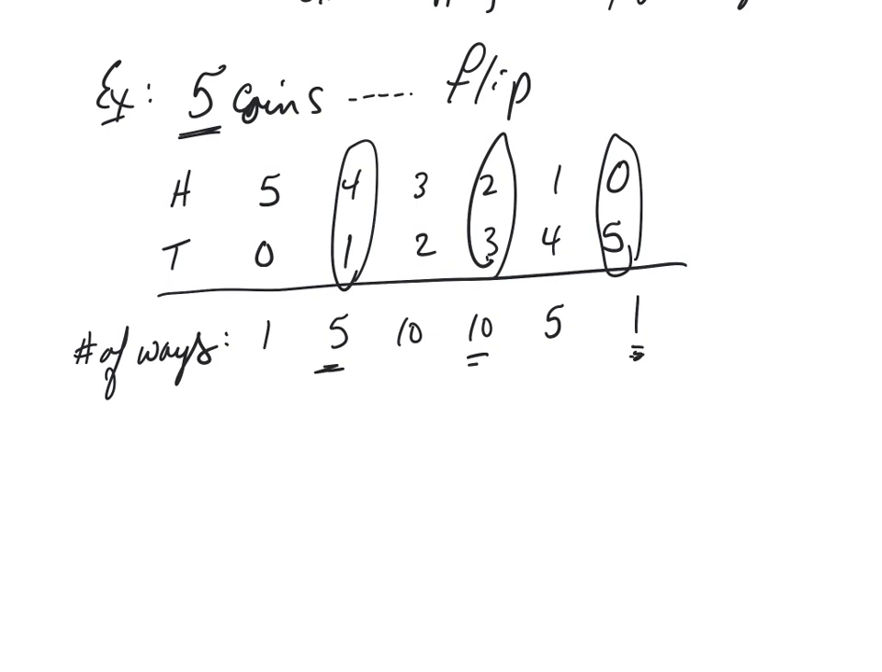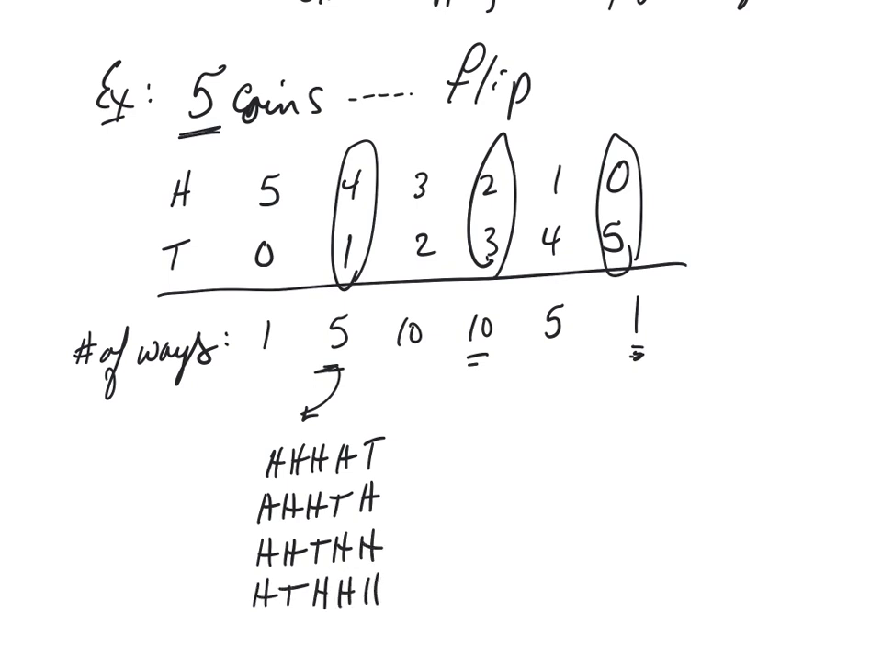And as an example, if you wanted to see some of these, I'm not going to list them all out, but how many ways could we have 4 heads and 1 tail? Well, it could be something like this: heads, heads, heads, heads, tail. Or heads, heads, heads, tails, heads. Or heads, heads, tail, heads, heads. Or heads, tails, heads, heads, heads. Or finally, tail, heads, heads, heads, heads.